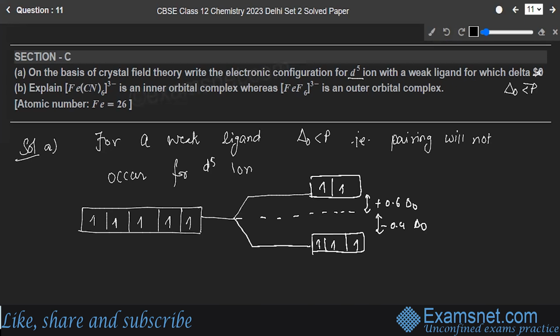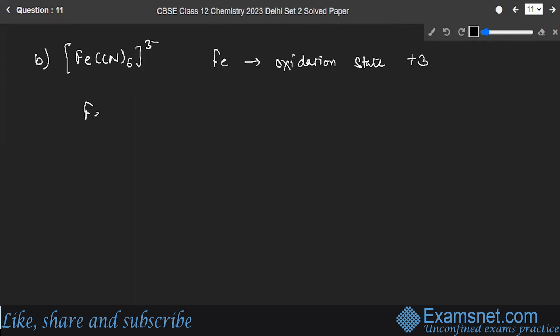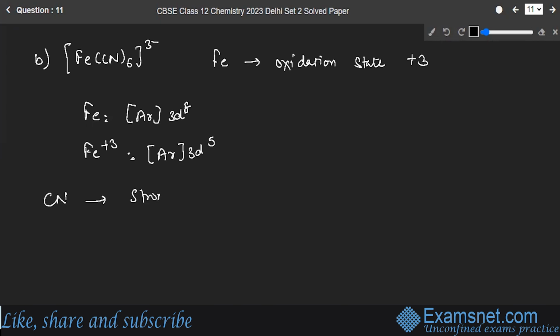Now the second part of the question. Explain Fe(CN)6 3- is an inner orbital complex, whereas this is an outer orbital complex. Let's write it down. You have Fe(CN)6 3-. Here the oxidation state of Fe is plus 3. So electronic configuration of iron, which has the atomic number 26, is given by argon 18 and 3d6 4s2. So if you are having Fe3+, this will be argon 3d5. CN is a strong field ligand, that is delta naught is greater than P. Pairing will now take place.